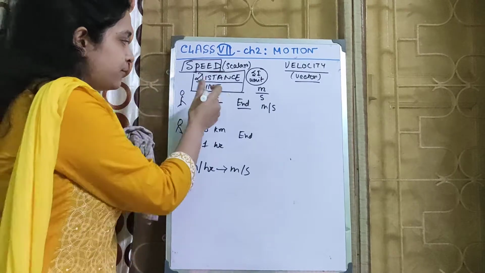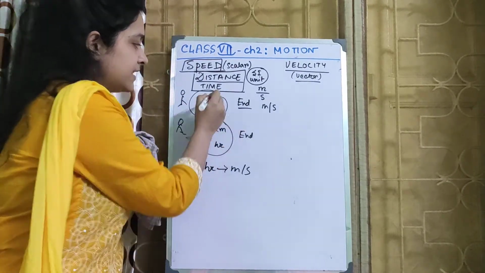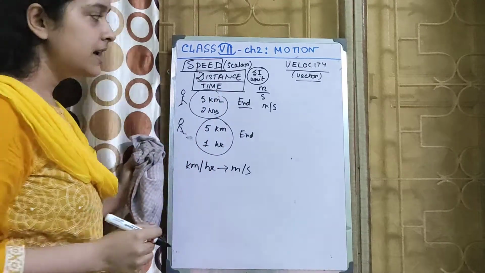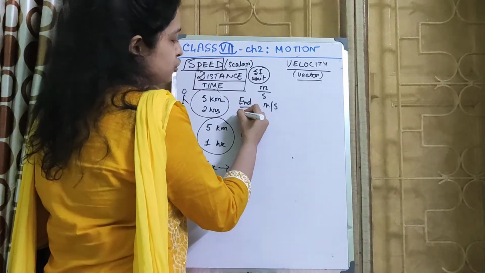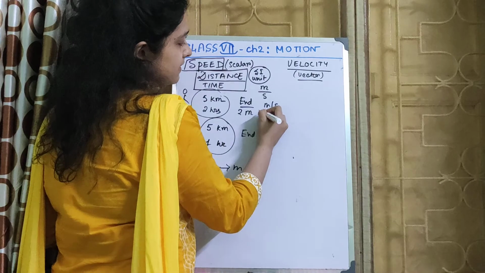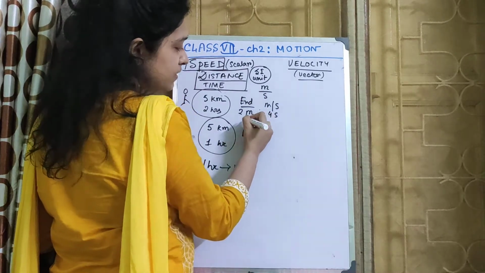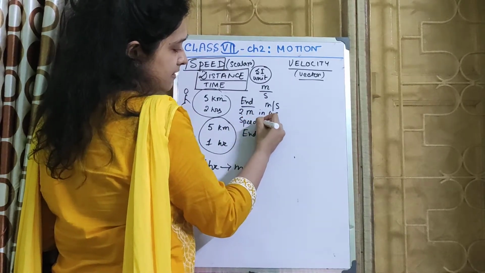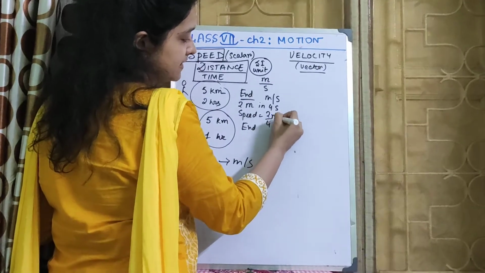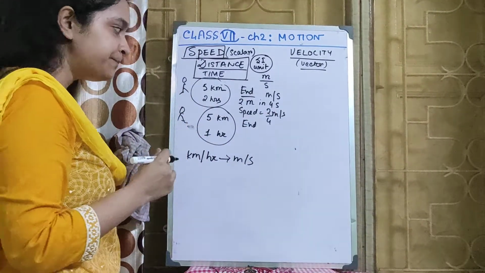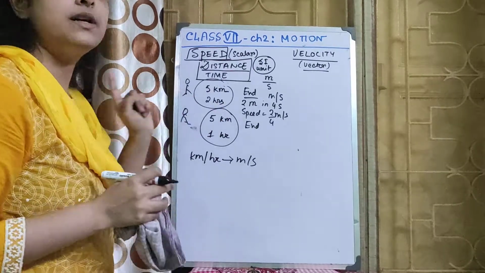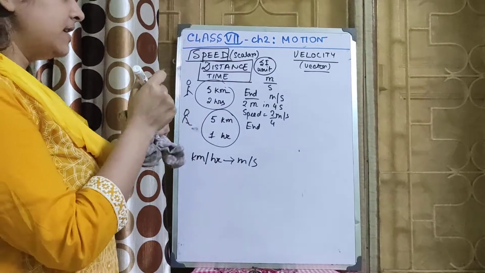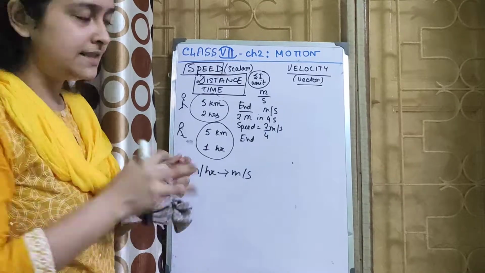For this one, I am using kilometer per hour. And if I say you are covering 2 meters in 4 seconds, so speed will be 2 by 4 meter per second. And in this case, 5 by 2 kilometer per hour. Fine. So, this is about the speed.